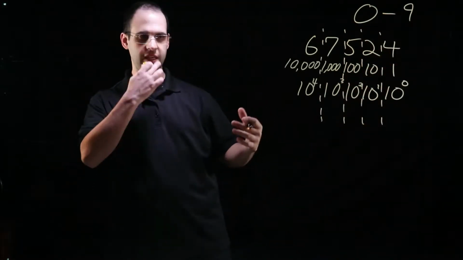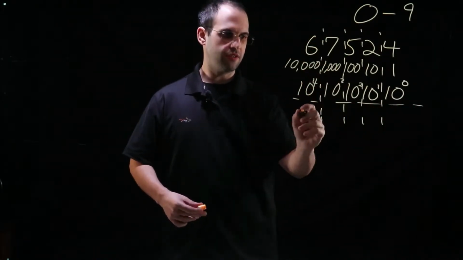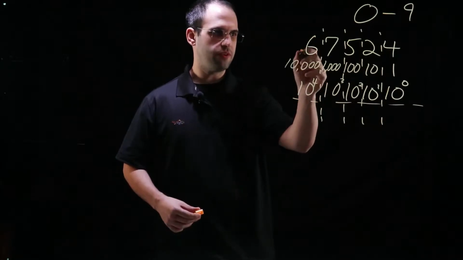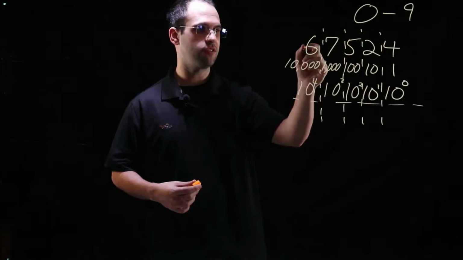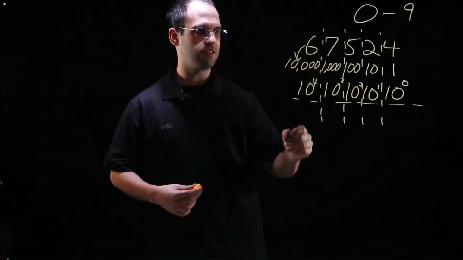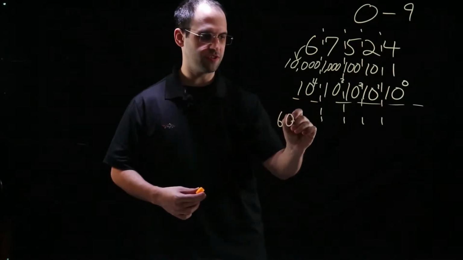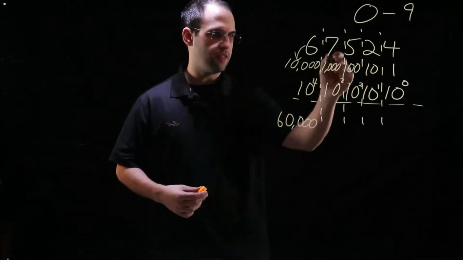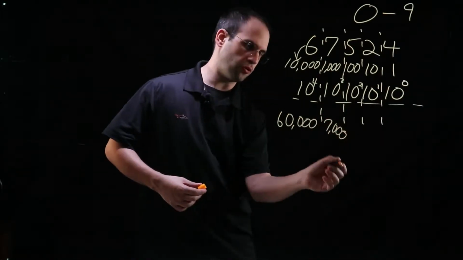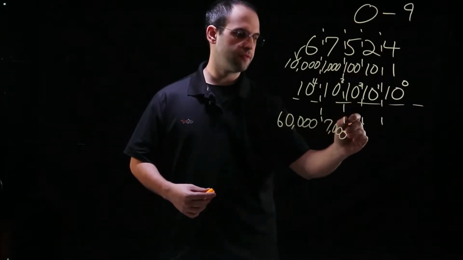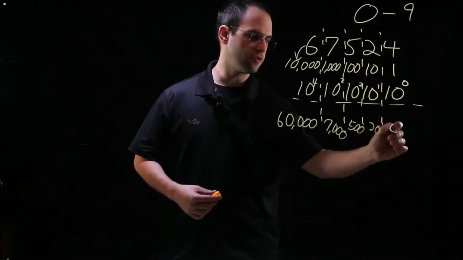All right, so we had each of these different column sections. We take our digit value, so in this case, on our base 10 system with digits 0 through 9, 6 times its given position value. This position holds a value of 60,000. And then this holds 7,000, then 500, 20, and 4 times 1 is 4.